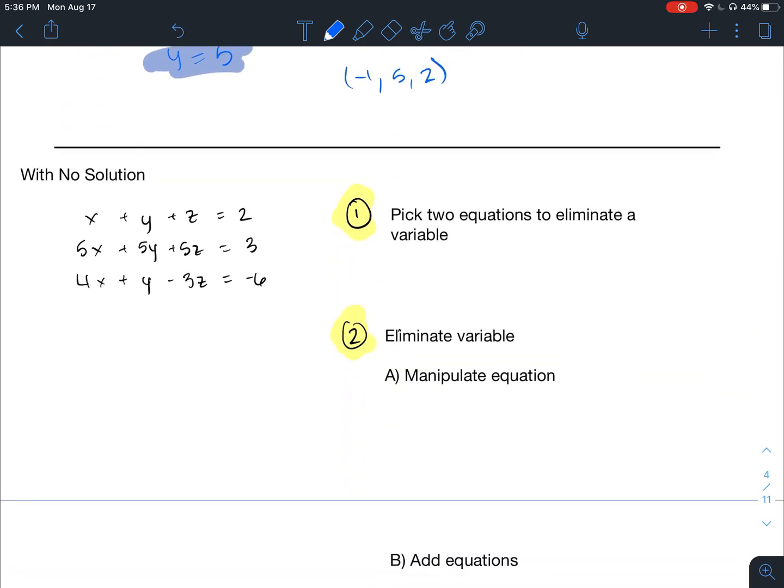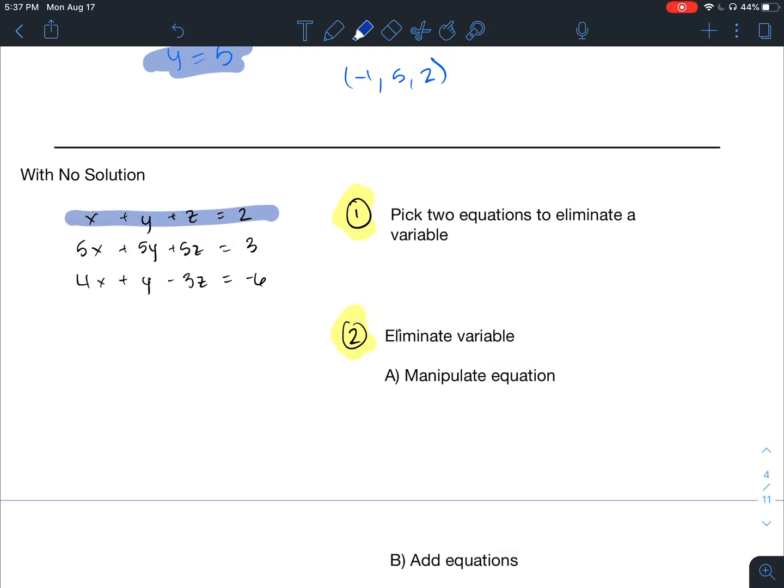Okay, now let's go over what it looks like whenever you get no solution in this space. So we already showed you visually, so I want to show you what it looks like when you're trying to solve. So we're going to follow the same exact process. Pick two equations to eliminate the variable. Well, let's look at all of our equations. So we have, oh, look at this one right here.